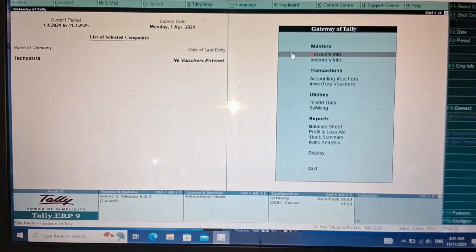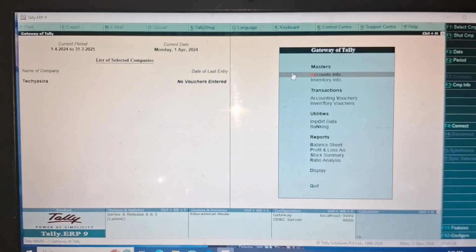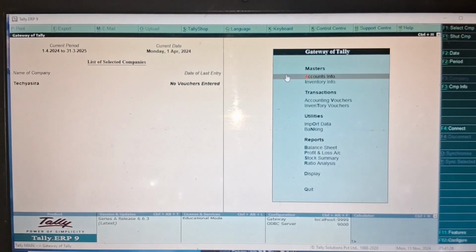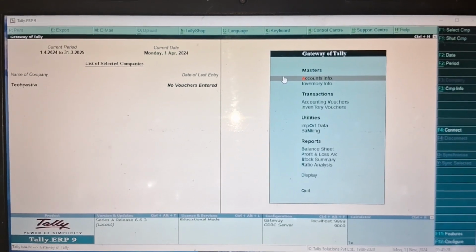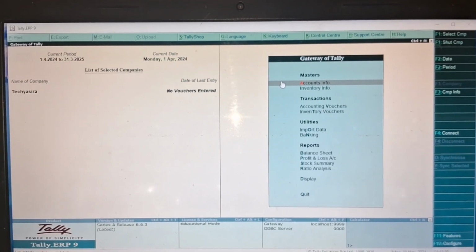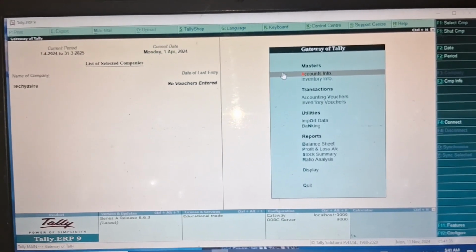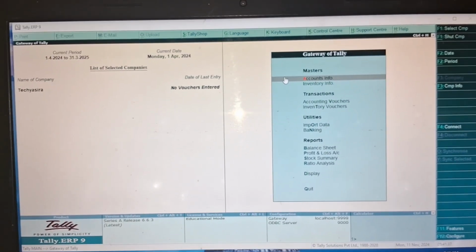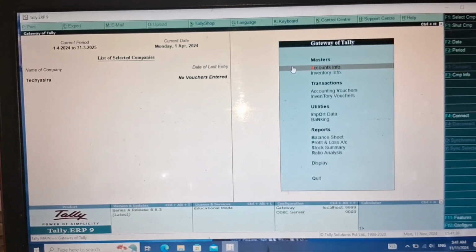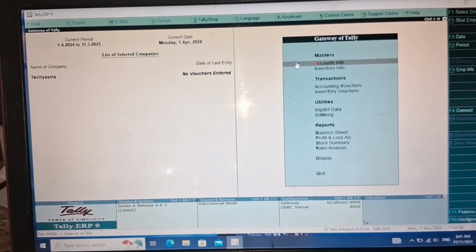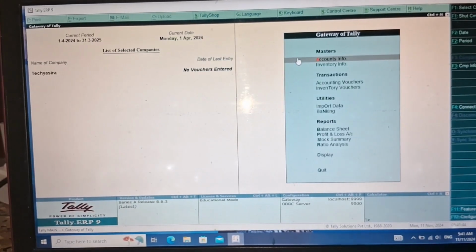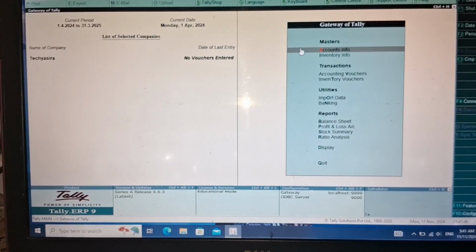Now the second column, Transactions. What does transaction mean? Anyone of you know? No, let me tell you. Transaction means a taking and giving process. For example, Ram has sold a phone and Varun bought it. This is the transaction. Ram is giving and Varun is buying it. So let's begin with Accounting Vouchers.